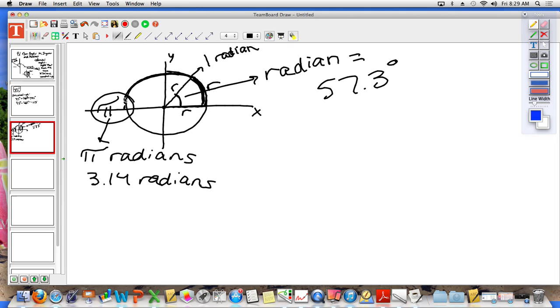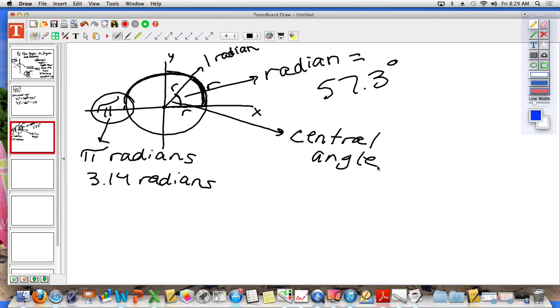This angle right here, by the way, is a radian, but it's also called a central angle, and we talked about those a lot last year. Central angles are angles that are located in the center of the circle.